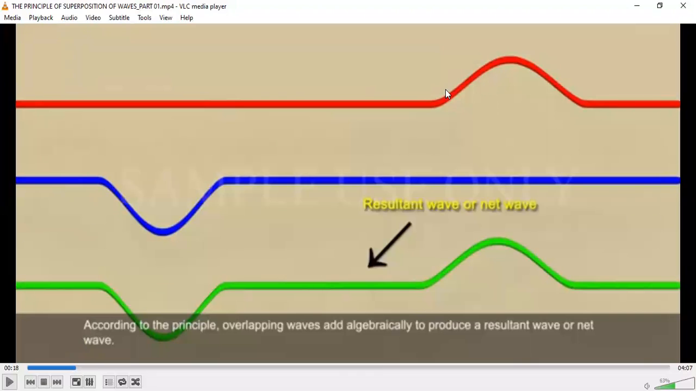For example, this is a circular design. It is above, say 2 centimeter, and one more wave is in the downward direction, that also 2 centimeter. What is the resultant? It is zero. The resultant displacement is equal to zero. We'll discuss one by one.